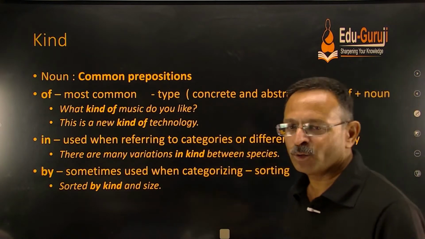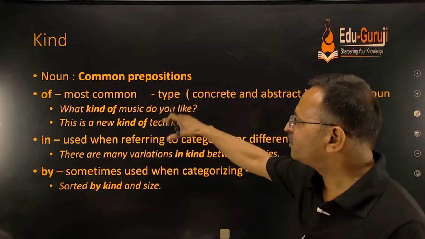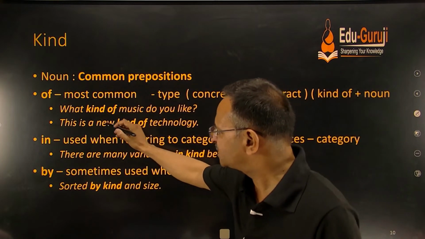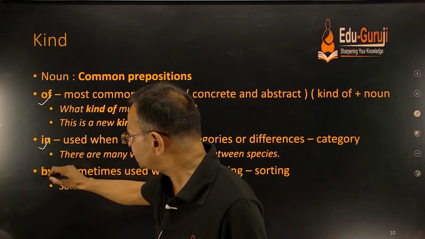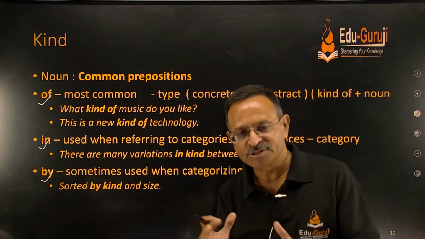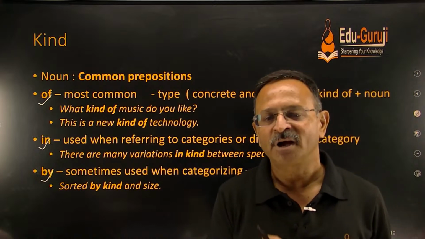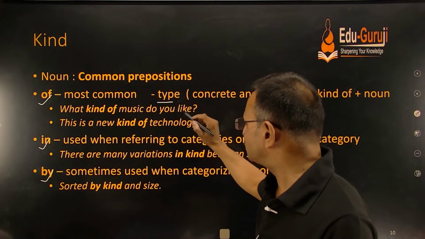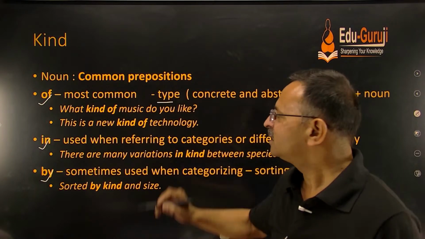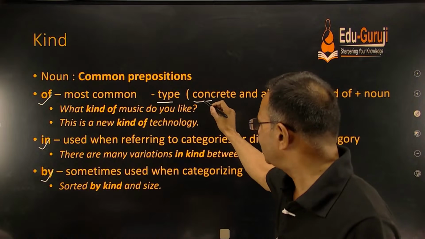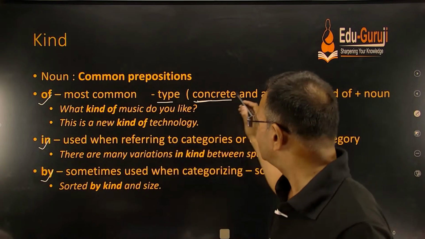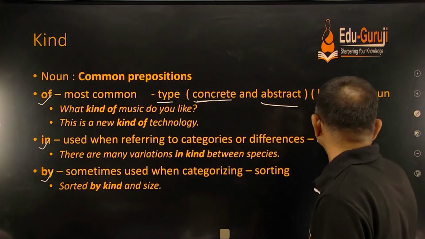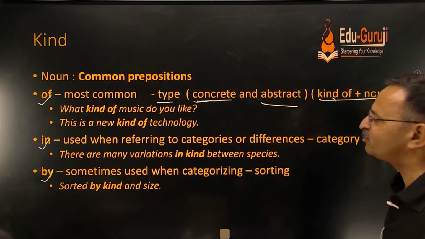When we are using kind as a noun, what are the common prepositions we use with it? First we use "of", second is "in", third is "by". We use three prepositions with kind. The most common one is "of". It talks about the type, and mostly, when you're using kind with "of" as a noun, it talks about concrete and abstract nouns. So there is a formula: kind of plus noun.